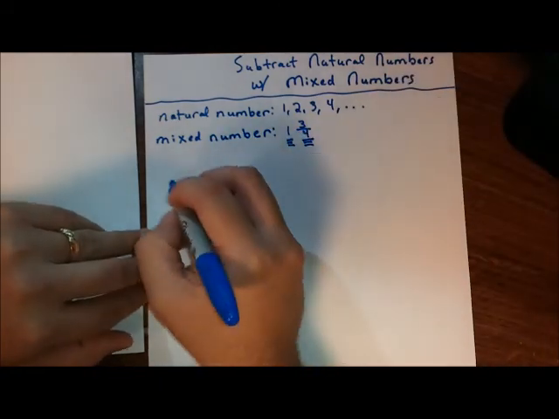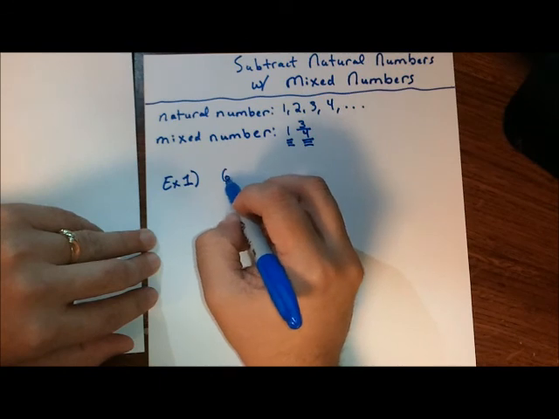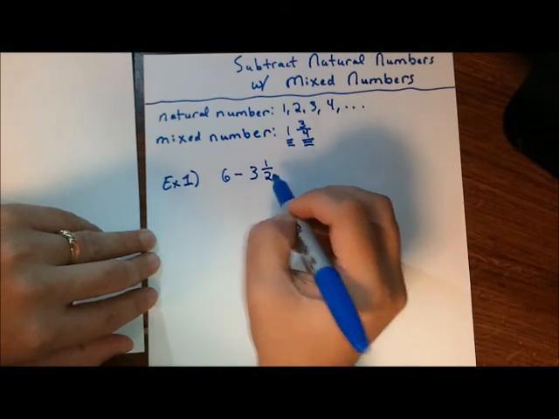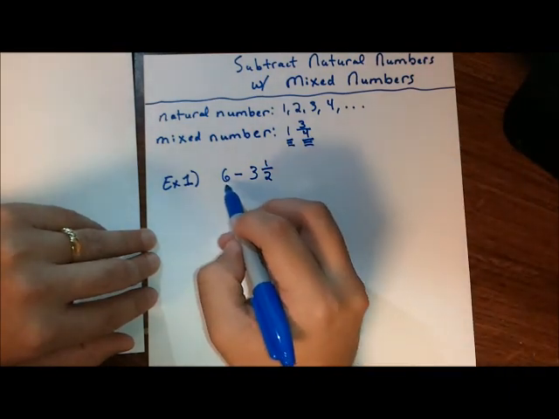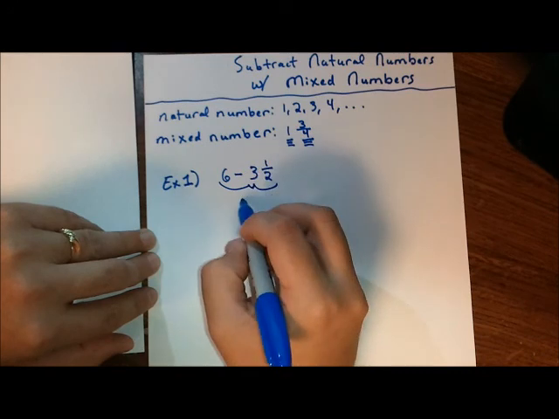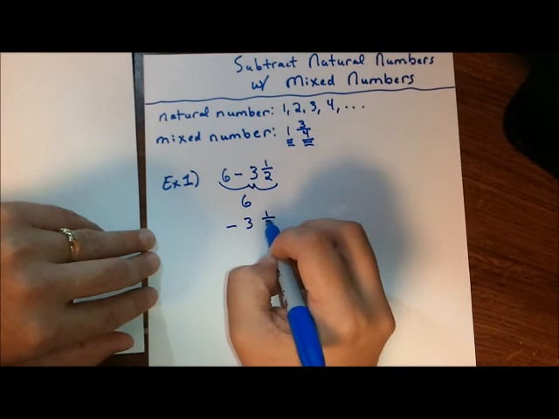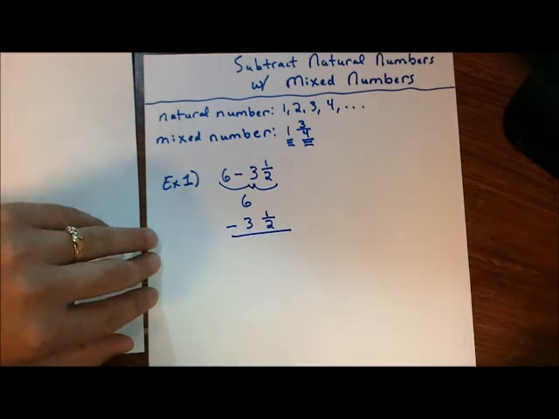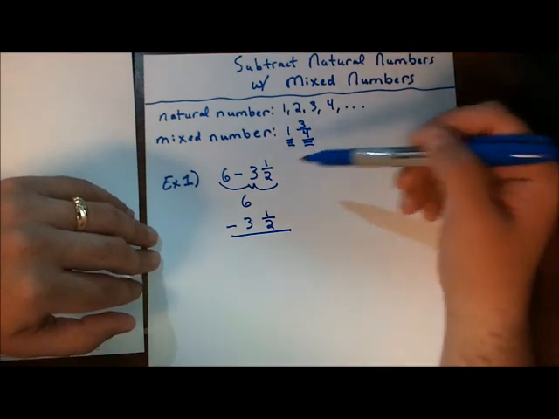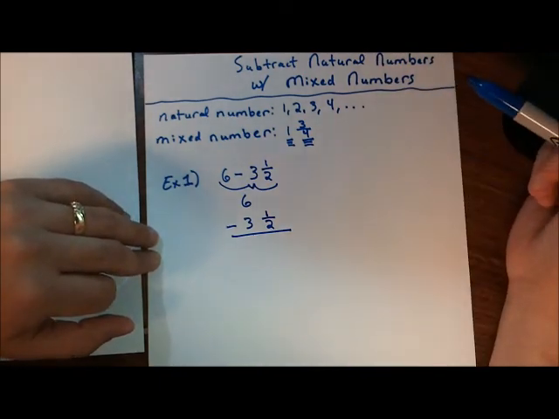Now for our first example, we're going to have 6 minus 3 1/2. Okay, so the first thing that I like to do is go ahead and rewrite this by stacking them. In other words, we're going to put 6 minus 3 1/2. It's just easier for me to work this problem out. If you can do it horizontally, go ahead and do it. I like to stack them for my preference.